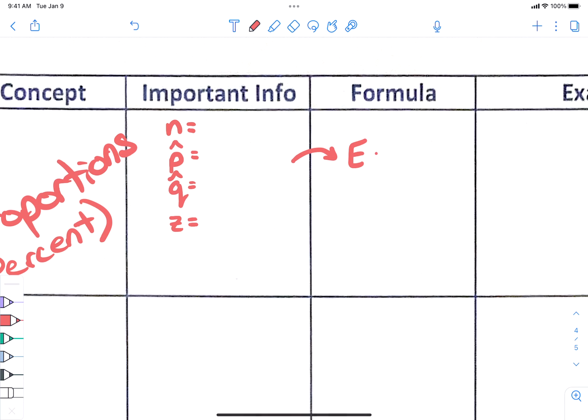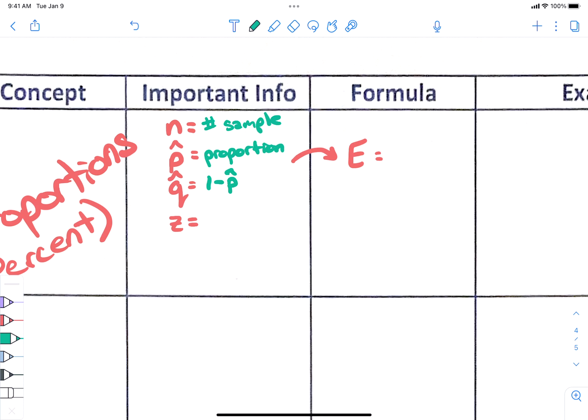And we have a formula for finding error, okay? Do we need to write out what n and p and q and z are or not? Okay, I'll write here like n is the number in the sample. P hat is the proportion, whatever we're talking about. So like this percentage of kids do this thing, right? Okay, Q hat is 1 minus P hat. That's something that we have to solve for.